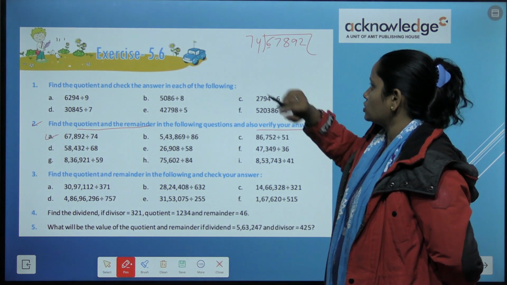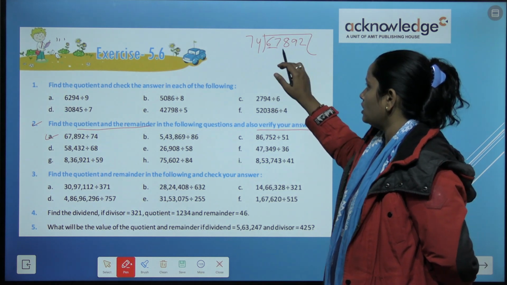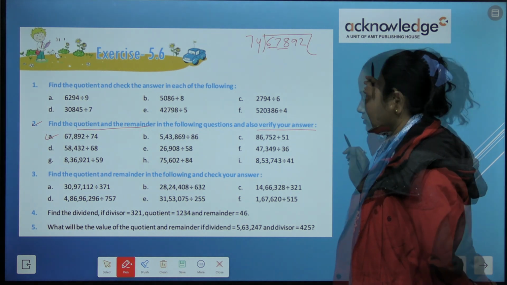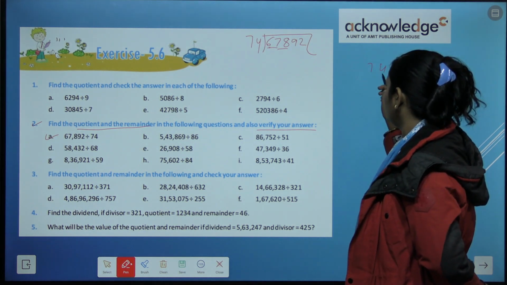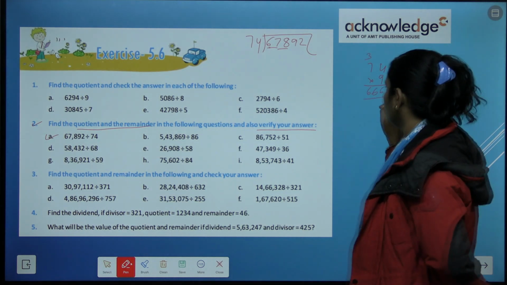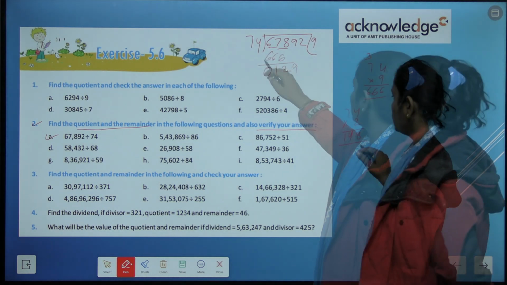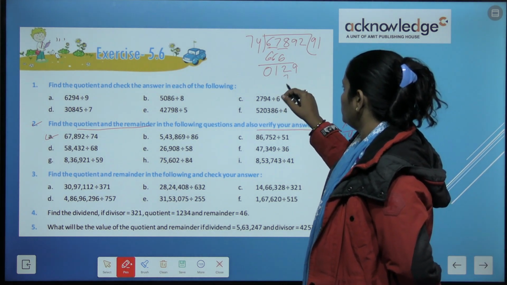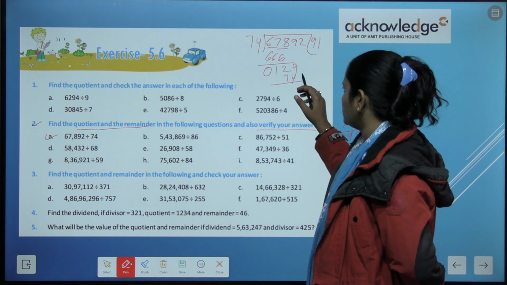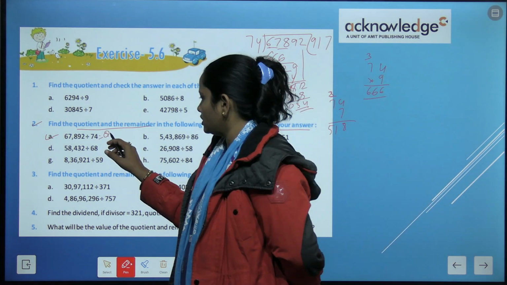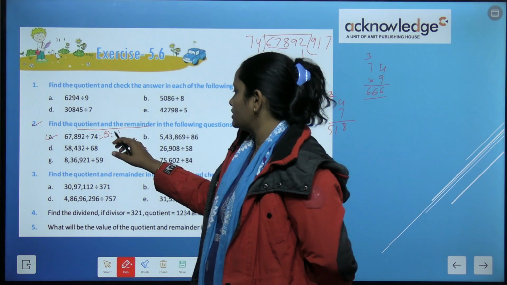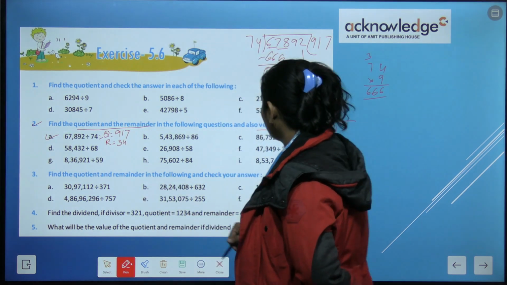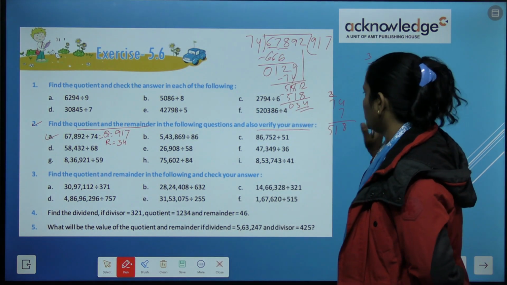74. So 6 तो नहीं जाएगा, फिर 67 भी नहीं जाएगा, फिर 678 को हम लेंगे. So let's do it. So 74, 9 times करके देखते हैं. So yes, it will go 9 times. So when we multiply it by 2, we get 148. So it will not go. So we will have to write it 1 times. So quotient is 917 and the remainder is 34.